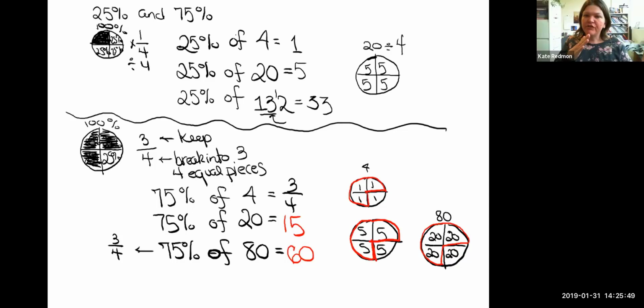So I got my trick for 25%. I'll take 1 of those quarters. I have my trick for 75%. I'll take 3 of the quarters. I'm going to show you a cool trick.